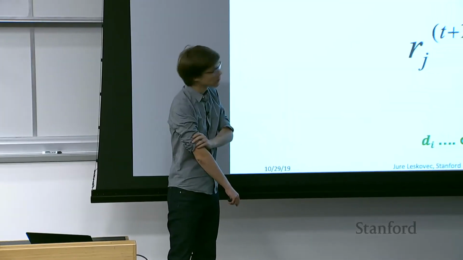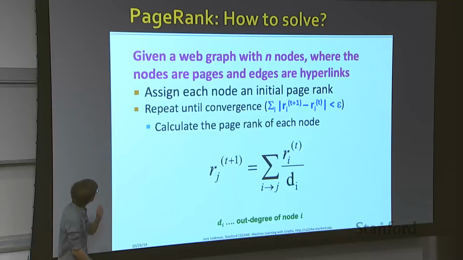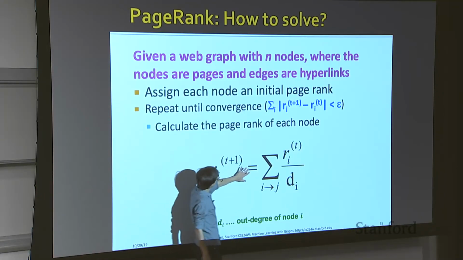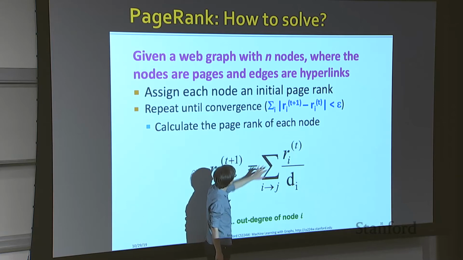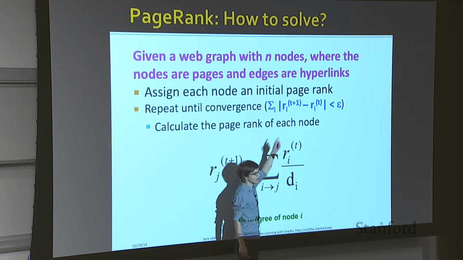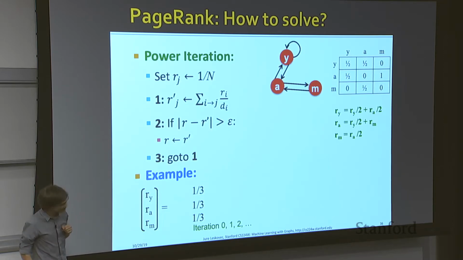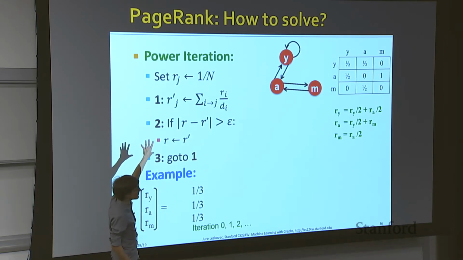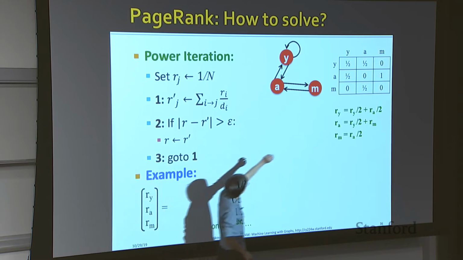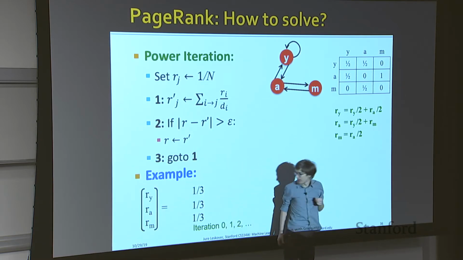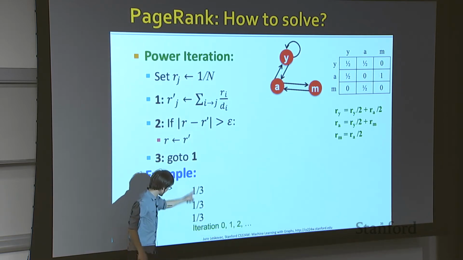Okay, let me now tell you a bit more about how to solve this. We talked about this. We said we can run R equals M times R, or we run this iteration until we converge. So let me show you whether this will converge. Here's my iteration. Here's the graph. Here is matrix M. Here are the equations. Here is how I initialize.